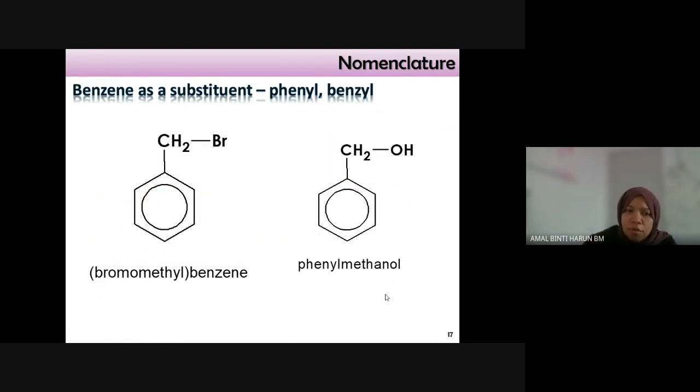Tapi kalau benzene ring ada carbon, ini kita panggil benzil. So bromobenzil ataupun bromomethylbenzil. Okay, ini metanol and then benzene jadi substituent, dia jadi phenyl methanol ataupun benzil alcohol. Benzil is referring to the benzene ring that attached to carbon.